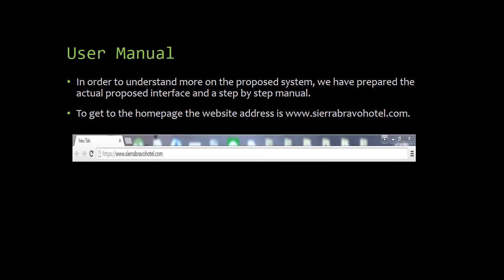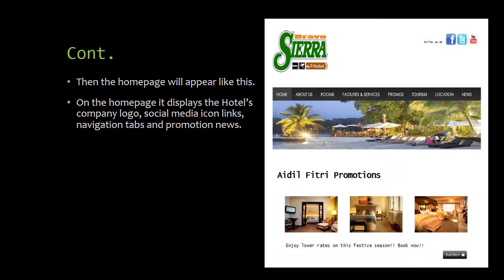Firstly, to get to the home page of the website, you have to key in the address, which is www.sierrabravohotel.com. After that, you will be directed into this homepage of the hotel. This is how the homepage looks like. On the homepage, it displays the hotel's company logo, the social media icon links, navigation tabs, and promotion news.